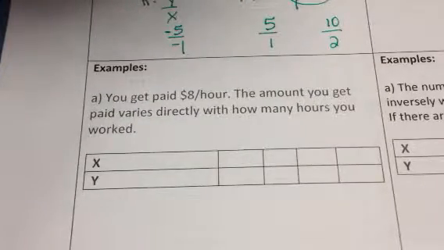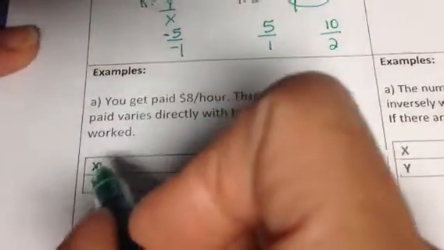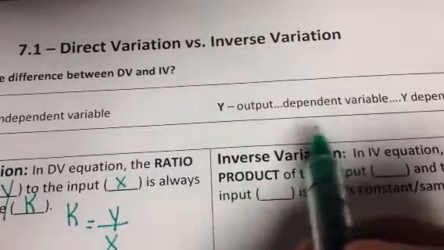So what are some examples of direct variation? Well, anytime you get paid. So you get paid $8 an hour. So the amount you get paid varies directly with how many hours you worked. So first of all, which one is x and which is y? The way to ask yourself this question is, what depends on what? So the amount you get paid depends on the number of hours you work.